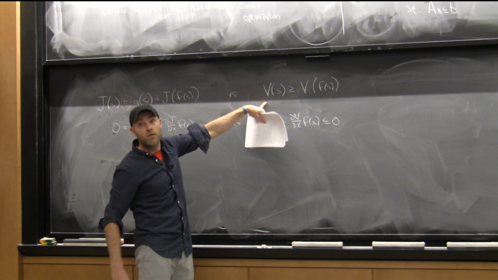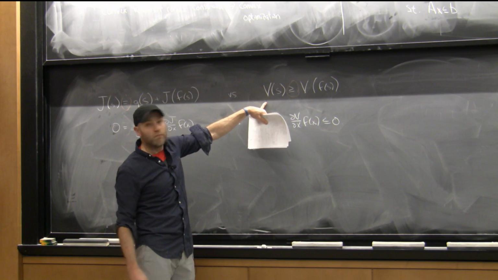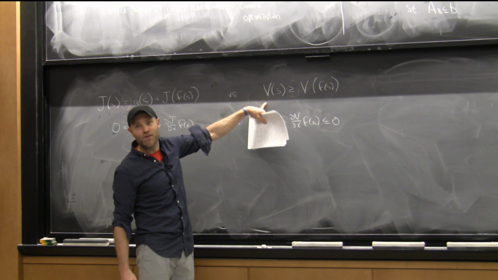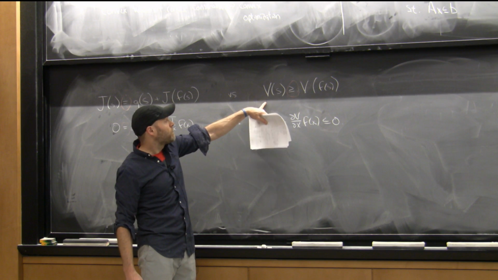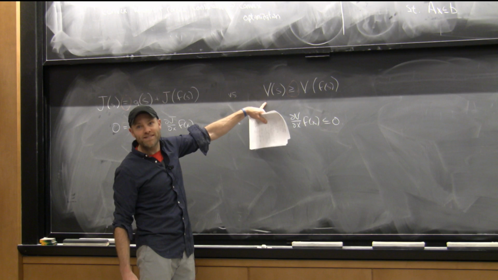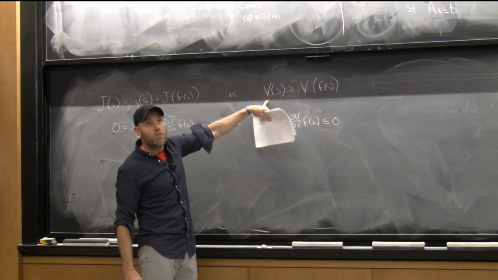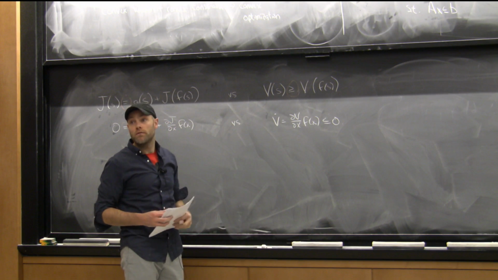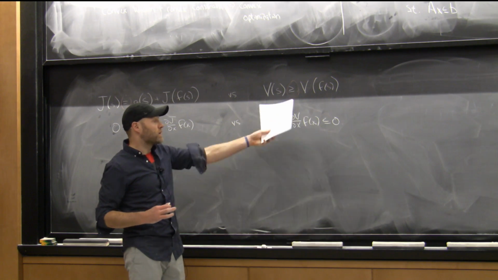For instance, if you found one v you liked, multiply it by 2. You got another one that works too, right? Add 5 to it, that works. So there's many more functions that are going to satisfy those equations.